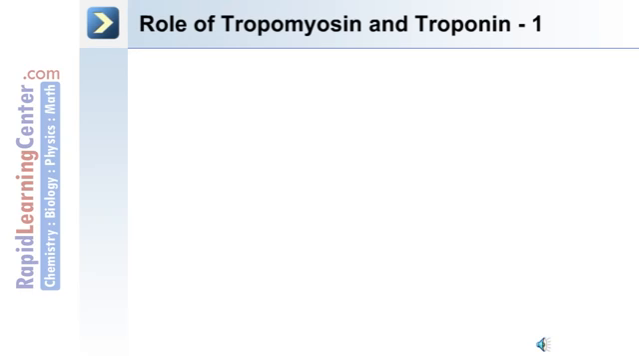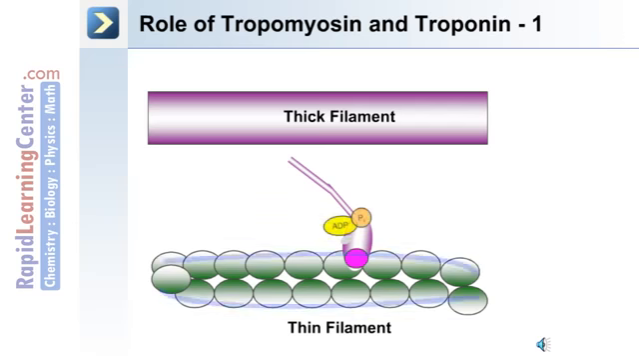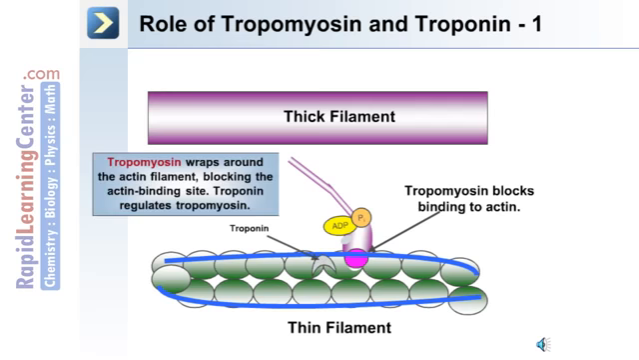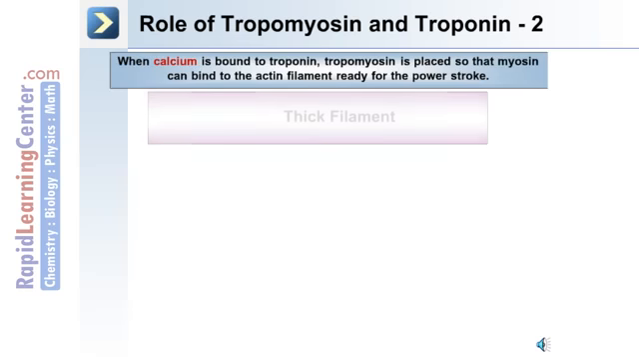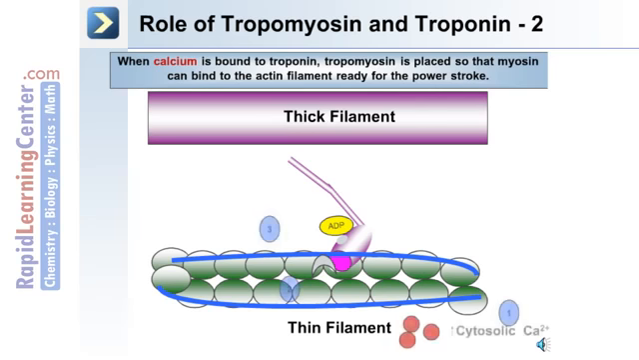Now let's discuss the role of the regulatory proteins tropomyosin and troponin in the sliding filament theory. Tropomyosin blocks binding to actin. Tropomyosin wraps around the actin filament, blocking the actin binding site. Troponin regulates tropomyosin. When calcium is bound to troponin, tropomyosin is placed so that myosin can bind to the actin filament, ready for the power stroke. This involves cytosolic calcium.